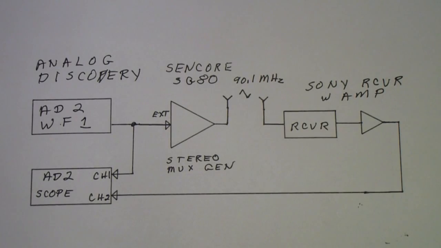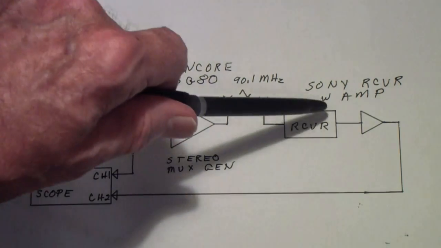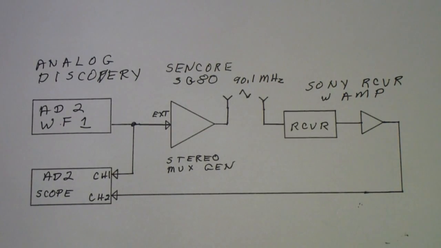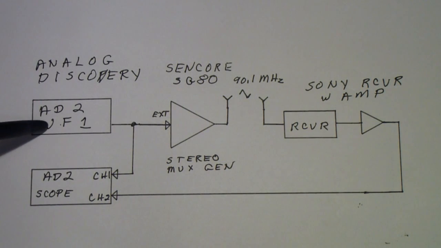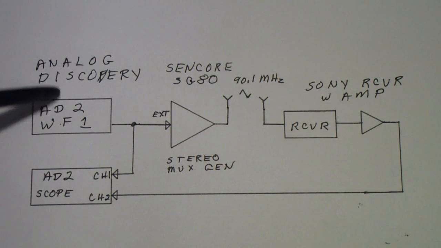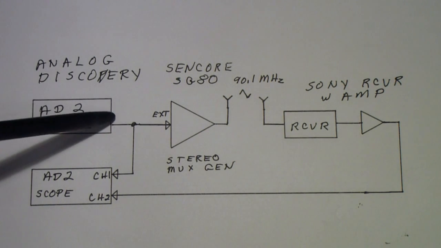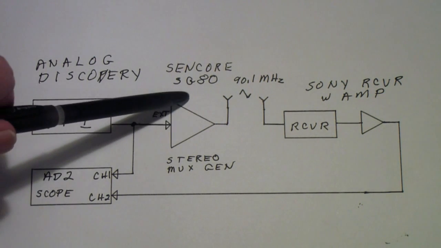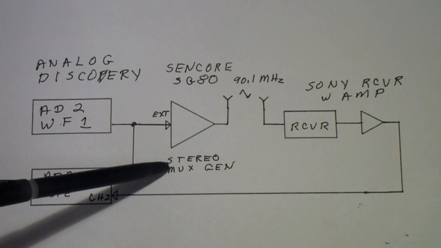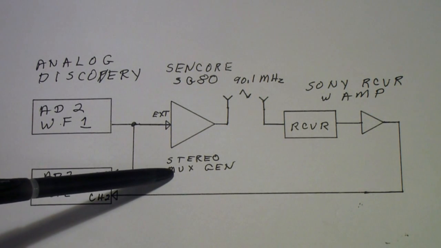Here is the setup. On the left is the Analog Discovery. On the right is the Sony receiver. In the middle is the Sencore SG80. The waveform output from the Analog Discovery's waveform generator is going into the external modulation input of the SG80, where it generates a stereo multiplex signal.